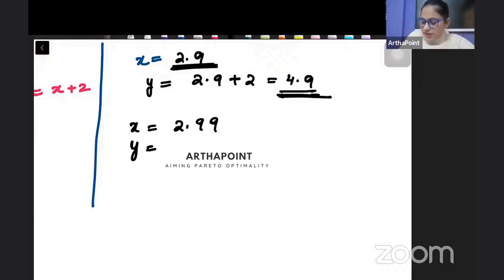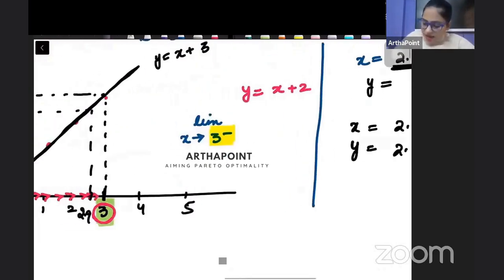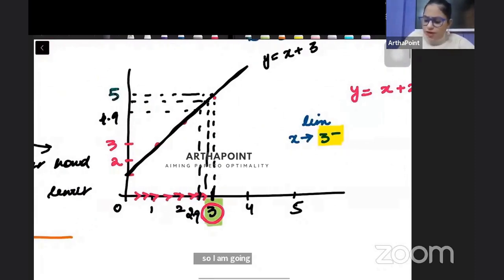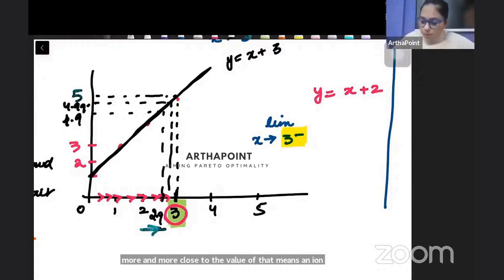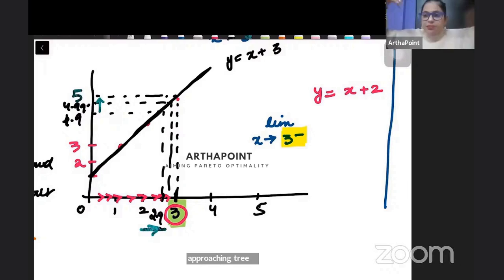तो क्या आंसर आ जाएगा y का? It would be 2.99 plus 2, that means 4.99. So I am going more and more close to the value of 5. That means as I am approaching 3, जैसे जैसे मैं 3 की तरफ बढ़ती जा रही हूं, मैं यहां से 5 की तरफ बढ़ती जा रही हूं, the value of the function at 3.